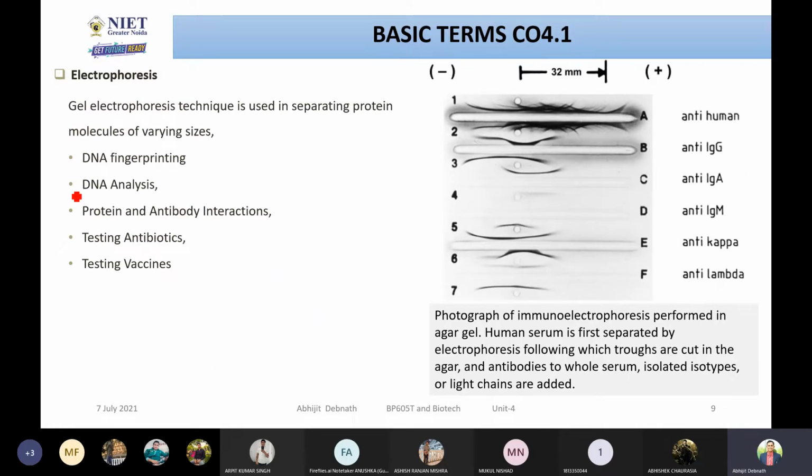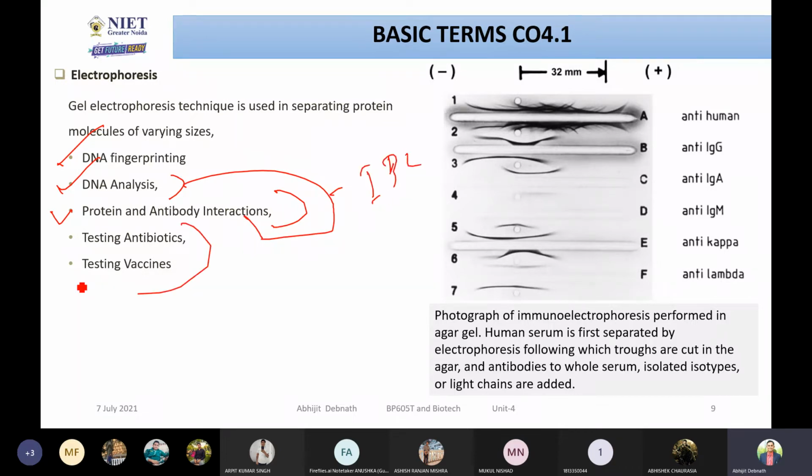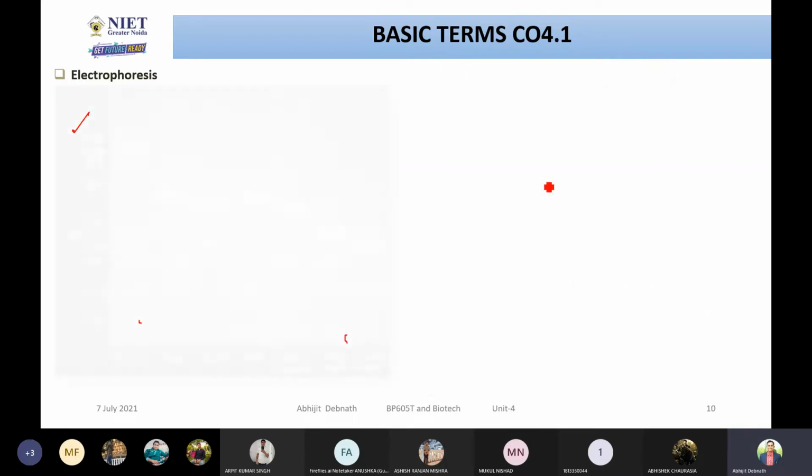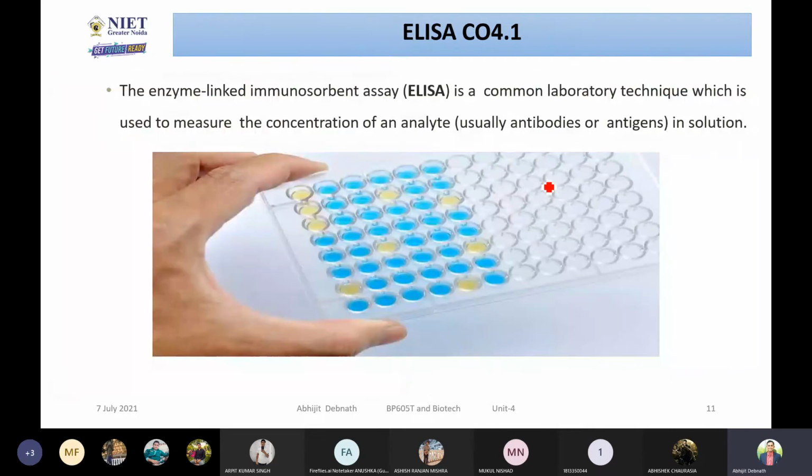So you can use gel electrophoresis in DNA fingerprinting, DNA analysis, protein and antibody interaction. Very, very important, including the DNA analysis. These things are coming in our immunoblotting techniques. Then testing antibiotics and testing vaccines. You can see these are some examples of the various human immunoglobulins. They actually did electrophoresis under agar gel, to see how they are moving.